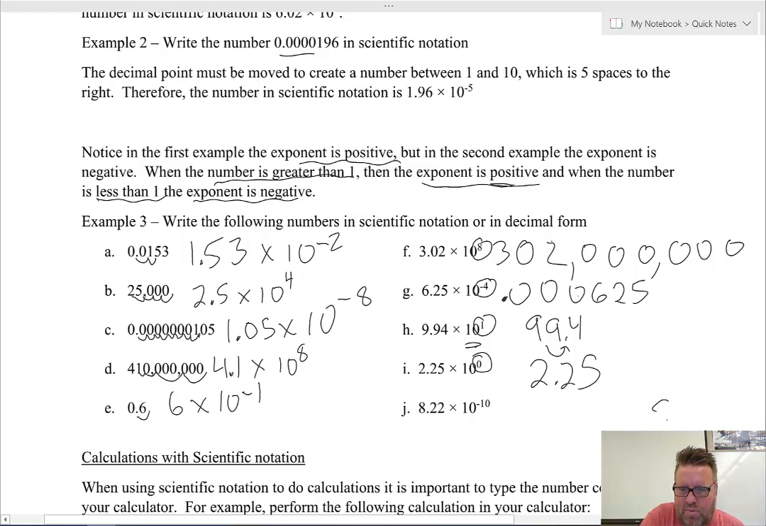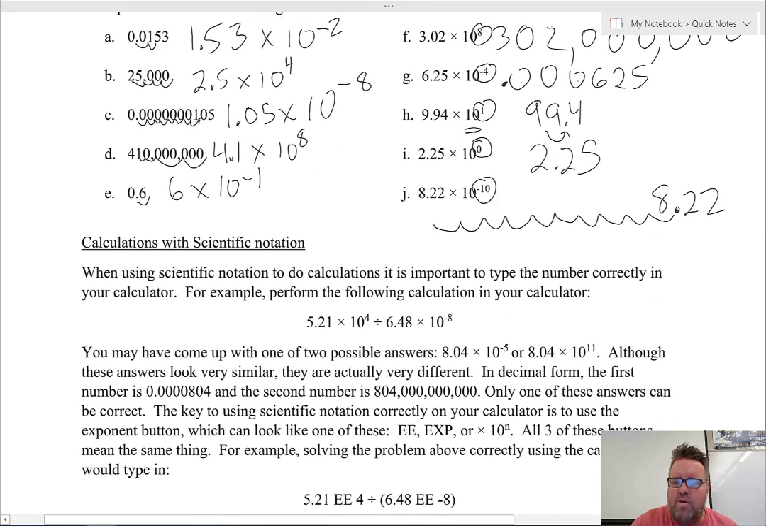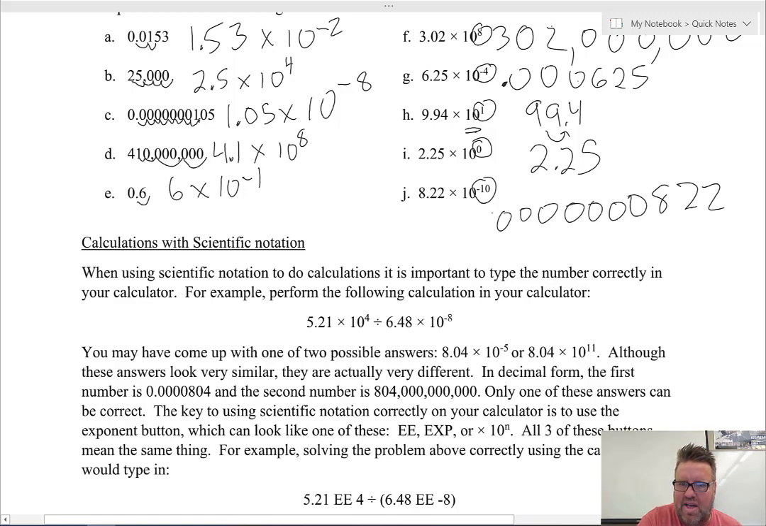And then our final one, 8.22 times 10 to the minus 10th, means I'm going to start with 8.22. Because it's a negative 10, it's got to be less than 1, so I'm going to move that decimal point 1, 2, 3, 4, 5, 6, 7, 8, 9, 10. So I move that decimal point 10 spaces to the left. I'm going to erase it from there. And I erase that whole line, unfortunately. Okay. So we've still got our 822, but then I've moved that decimal point 10 spaces to the left, which makes me end up with 0.00000000082.